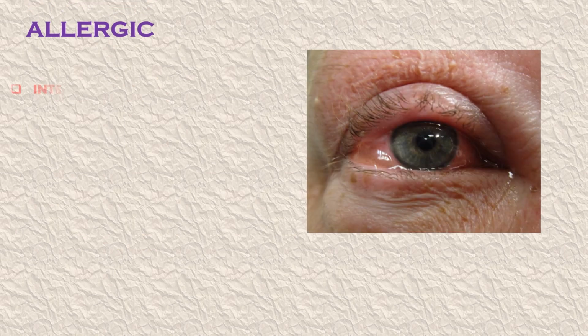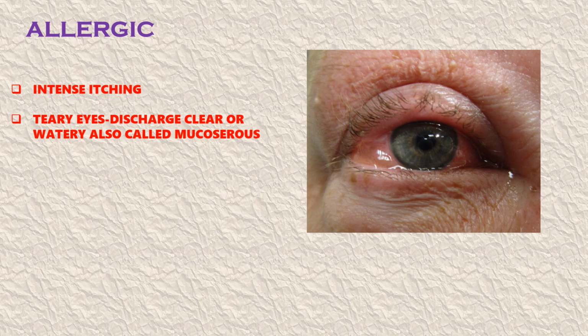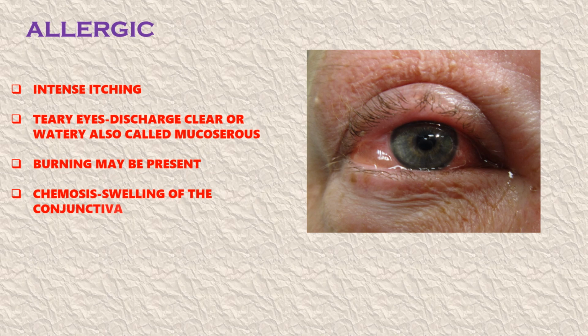Other symptoms include intense itching, which is a very peculiar characteristic feature seen in allergic conjunctivitis. Teary eyes, that is, the discharge coming from the eyes may be clear or watery and is also called mucoserous discharge. There may be burning of the eyes. Chemosis, or swelling of the conjunctiva, as you can see in the image alongside, is again a very peculiar sign of allergic conjunctivitis. The person having allergic conjunctivitis almost always gives a history of allergies.